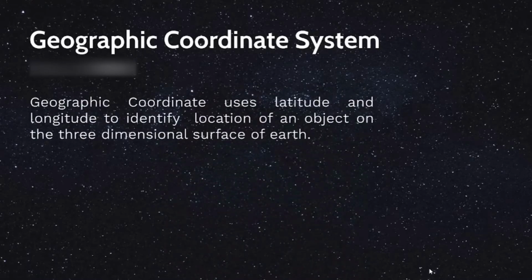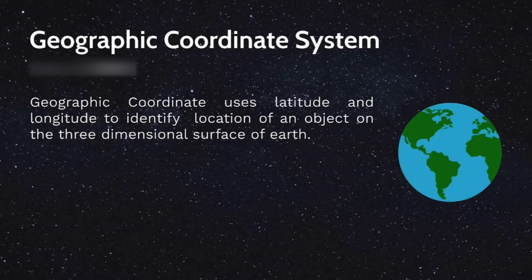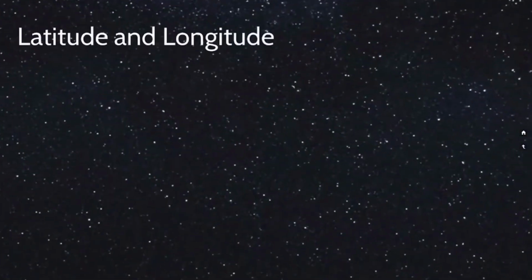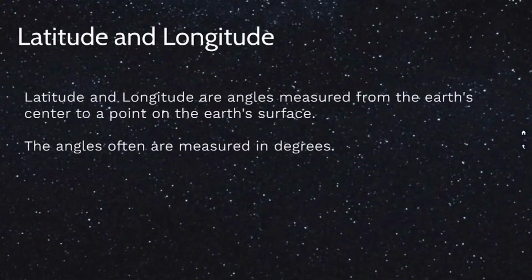Similarly, when we want to locate a place on Earth, we use the geographic coordinate system that uses a 3-dimensional spherical surface to define location on the Earth. A location is referenced by its latitude and longitude values. Latitude and longitudes are angles measured from the Earth's center to a point on the Earth's surface. The angles often are measured in degrees.